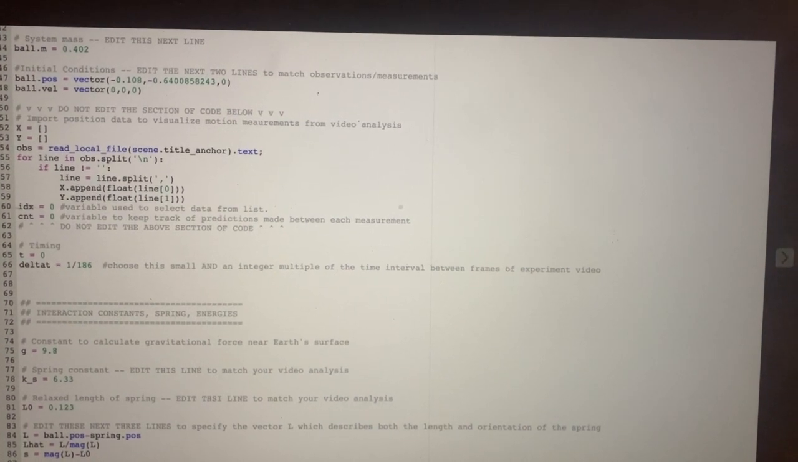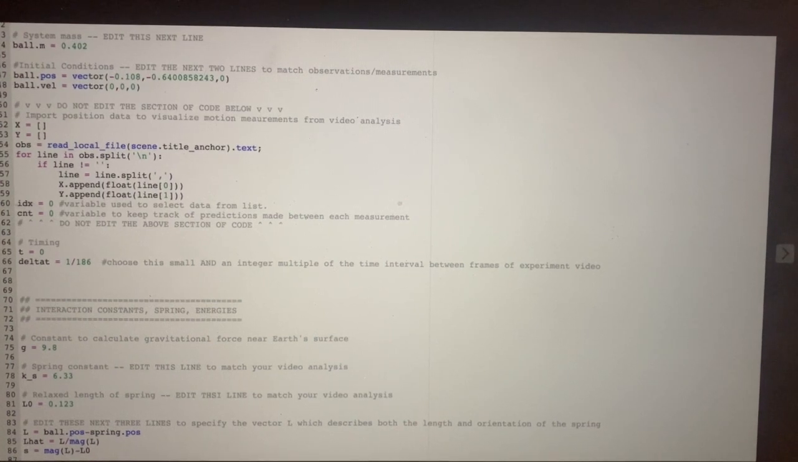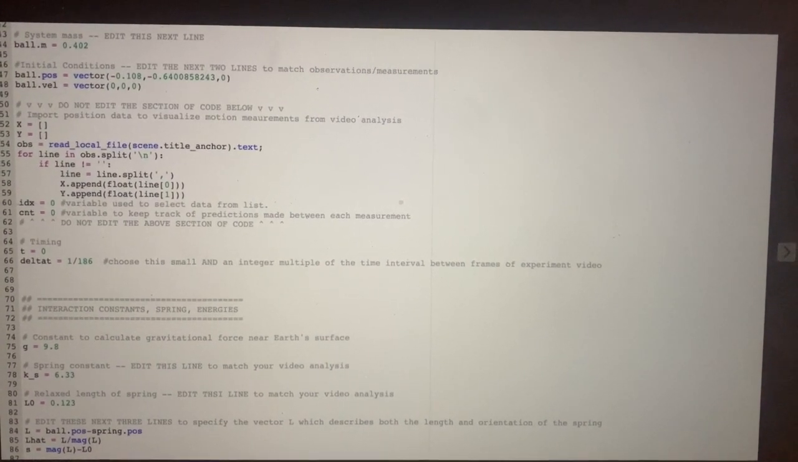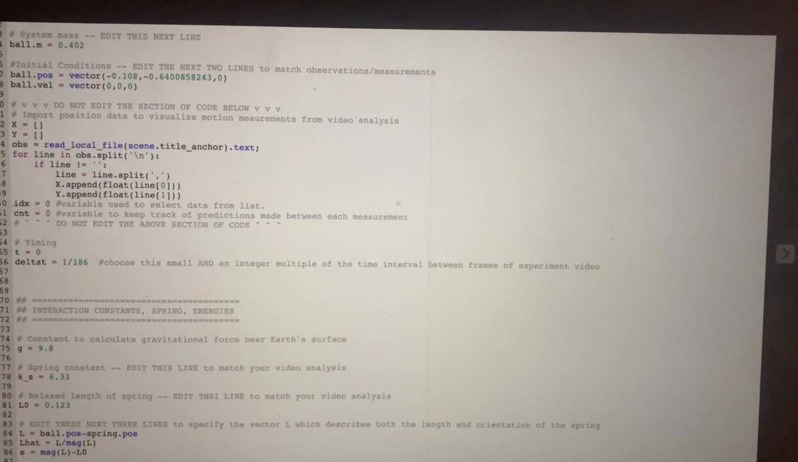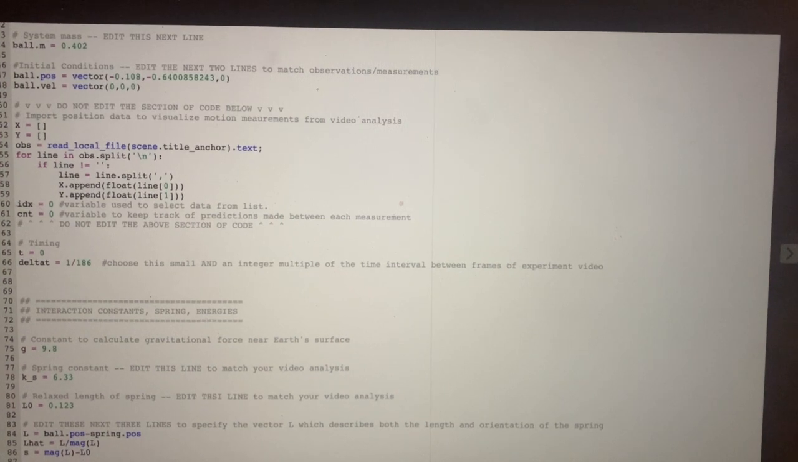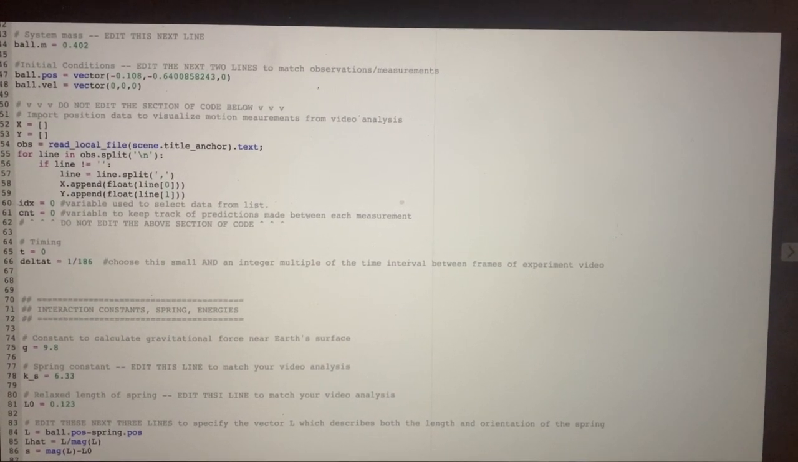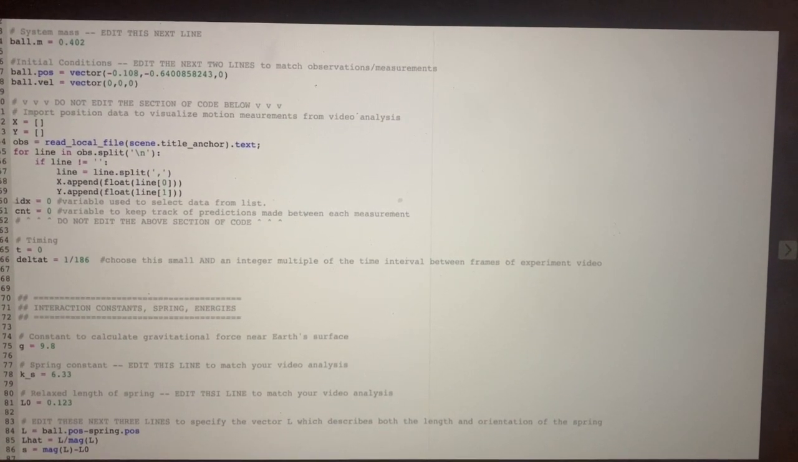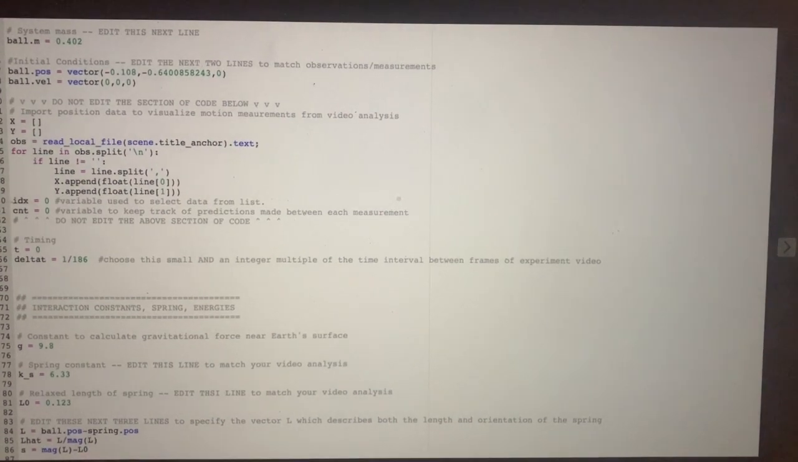First, it is important to insert known values. The mass of the attached object is 0.402 kilograms, the initial position is negative 0.108, negative 0.640, 0 meters, and the initial velocity is 0 meters per second, due to the fact that the object starts at rest. Next, the spring stiffness is 6.33 newtons per meter, and the relaxed length of the spring is 0.123 meters.